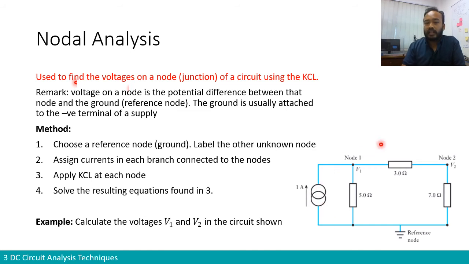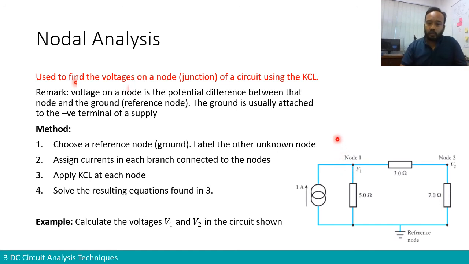This is a circuit that basically has multiple loops. Therefore, it has multiple junctions or nodes. The terms node and junction are basically the same. If we want to find what we call the voltage on a node, so the voltage on a point, we need to use this nodal analysis. So nodal analysis basically uses KCL because we are talking about nodes, right?